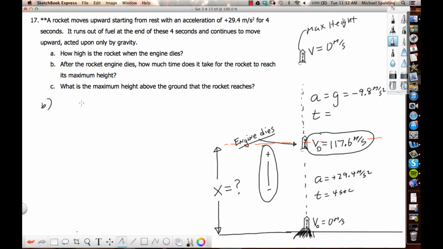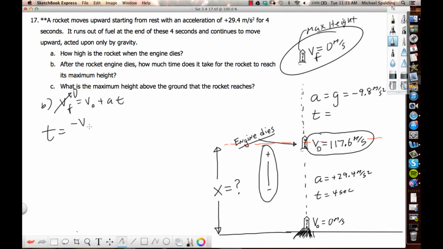Okay, so we're still working on part B. What equation could we use to solve for this time? V final equals V initial plus AT. Same equation. Only now, up here at the very, very top, this is V final. So what's V final up there? 0. So now we can solve this for T.